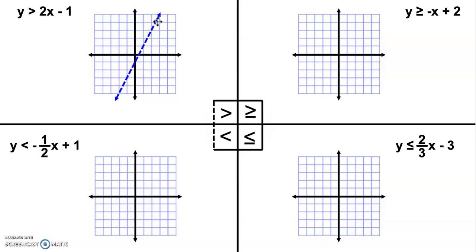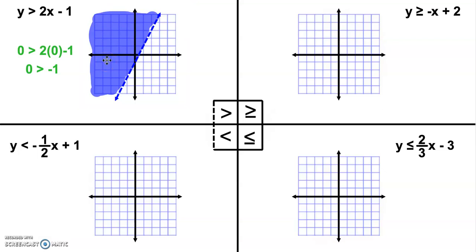Now let's test a point on either side. So we're going to test the point (0, 0), because (0, 0) is not on this line, so it will tell us where we need to shade. Okay, so 0 is greater than 2 times 0 minus 1, and that becomes 0 is greater than negative 1. So is that true? Yes, 0 is greater than negative 1. So we know (0, 0) is a solution. So we have to shade the side of the line that contains that point. So we shade where (0, 0) is.